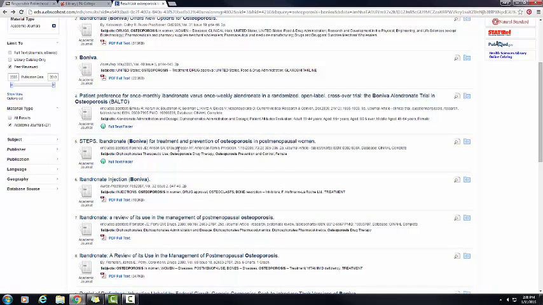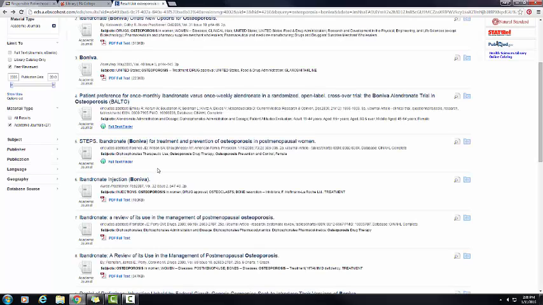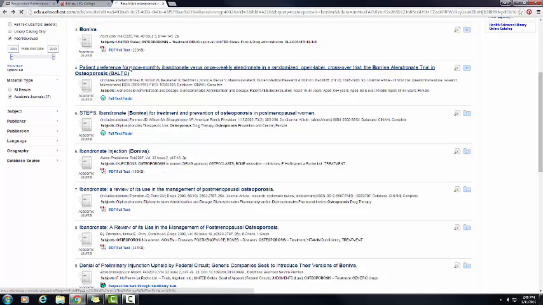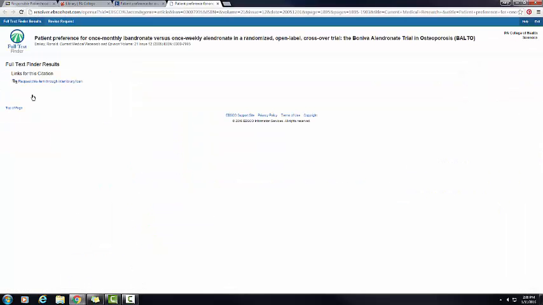So this one, patients prefer once monthly versus once weekly. So if we take a look at this, it says full text finder. If we click on this one, oh, well, that doesn't help. Okay, so this particular article is not available through our library, but we can get it through interlibrary loan.